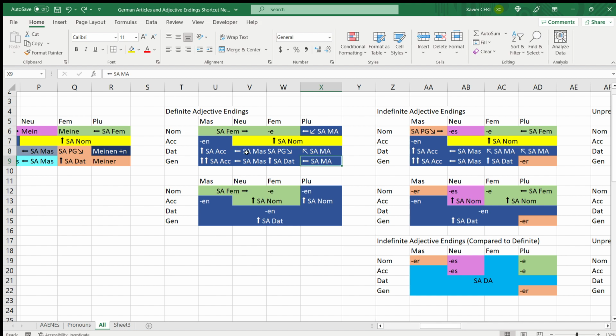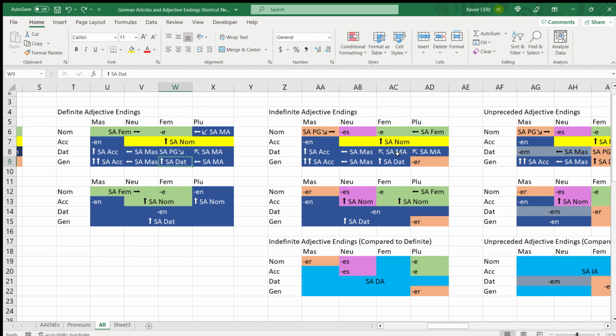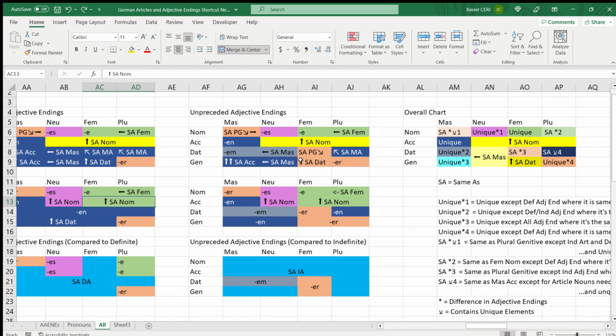Now, granted, the rest of these technically are following the line, right? This right here is the same as the masculine. It's not what you would expect it to be, but it is the same as the masculine. So here we have the indefinite adjective endings. As you can see, same as nominative. These are all the same as the nominative. Spoiler alert, that's always the case, as you can see from this chart right here.